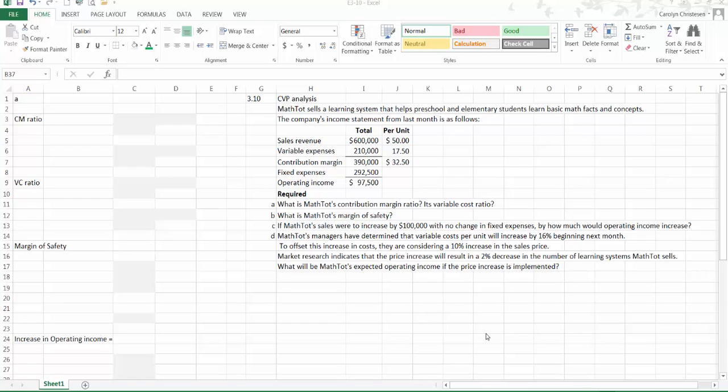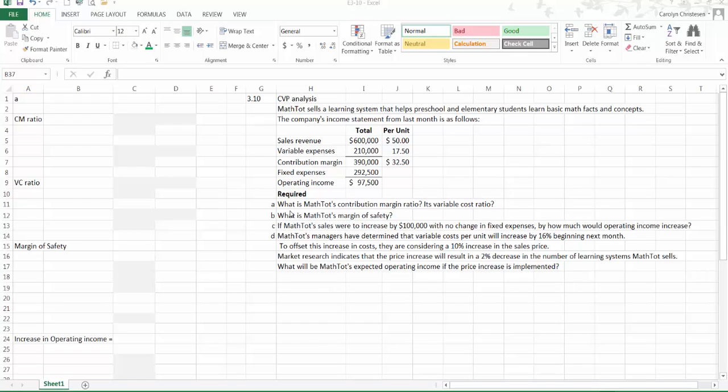Hello, welcome back to some more fun with managerial accounting. Today we're going to review cost volume profit analysis concepts using exercise 310, which has been replicated here. Okay, so here is a recent financial statement for this company called MathTot.